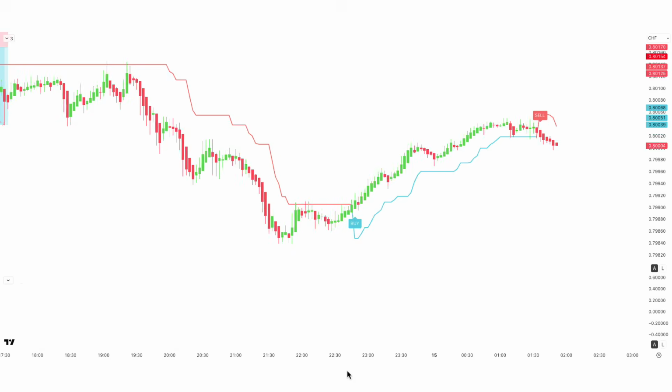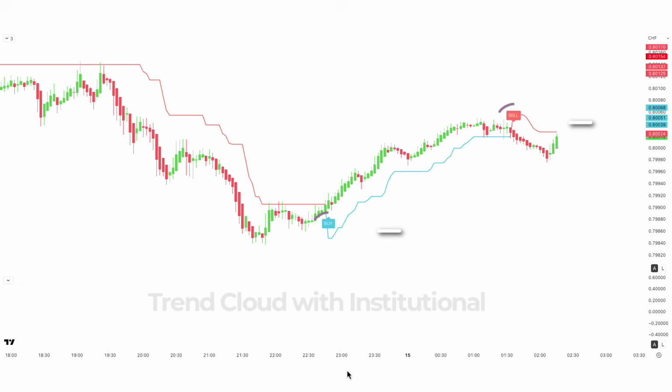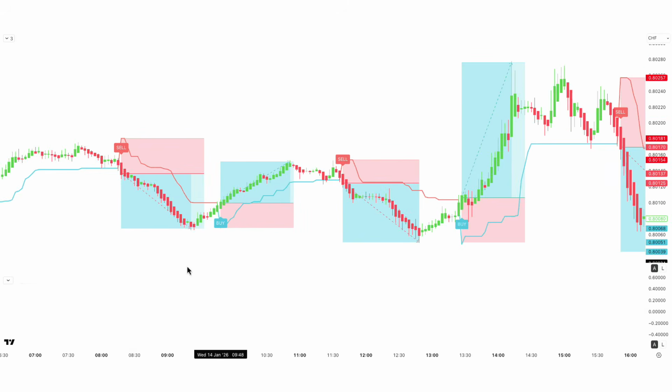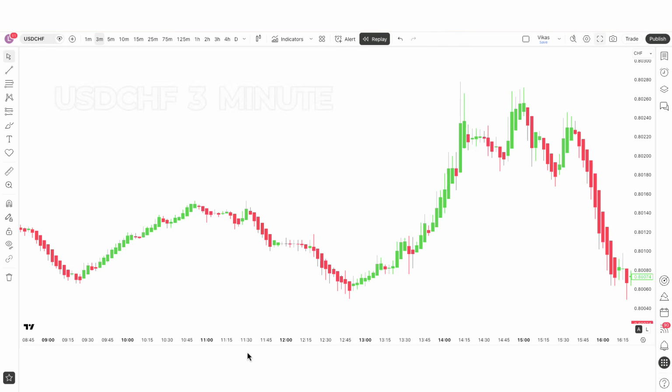First of all, let us know about the trading tools. The buy and sell arrow indicator we see in the chart is called the Trend Cloud with Institutional Volume Filter. Now we will tell you how to trade. Let's get into the charts.